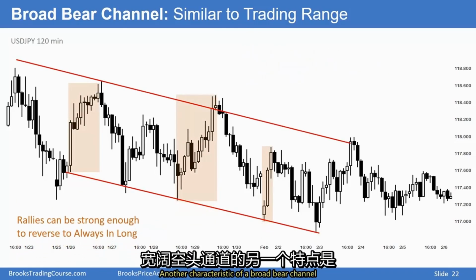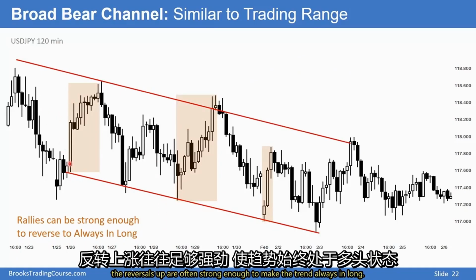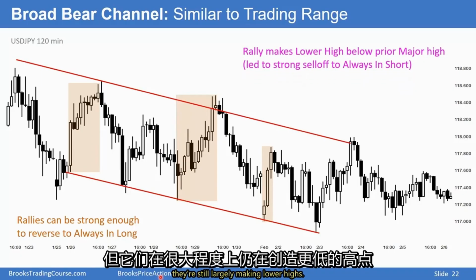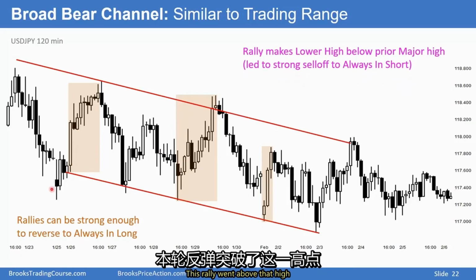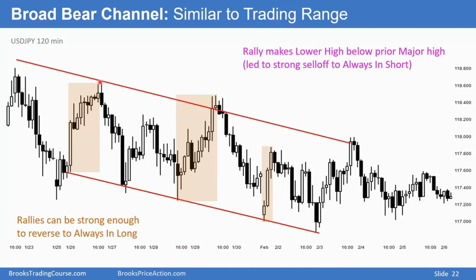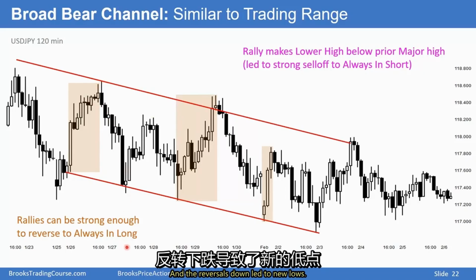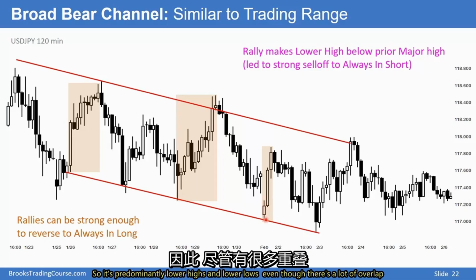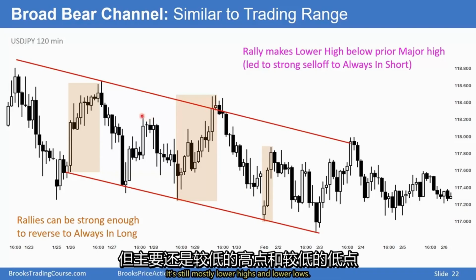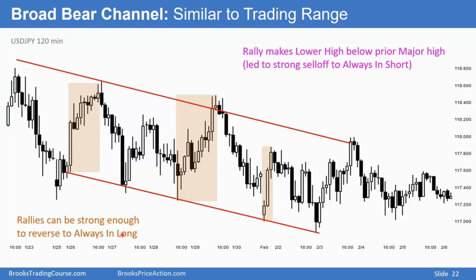Another characteristic of a broad bear channel, the reversals up are often strong enough to make the trend always in long. Here, here, here. However, as strong as the rallies are, they're still largely making lower highs. This rally went above that high, but not above the top of this strong bear breakout. And the reversals down led to new lows. So it's predominantly lower highs and lower lows, even though there's a lot of overlap, even though the market is often always in long, and even though it does go above some of the prior lower highs. It's still mostly lower highs and lower lows.